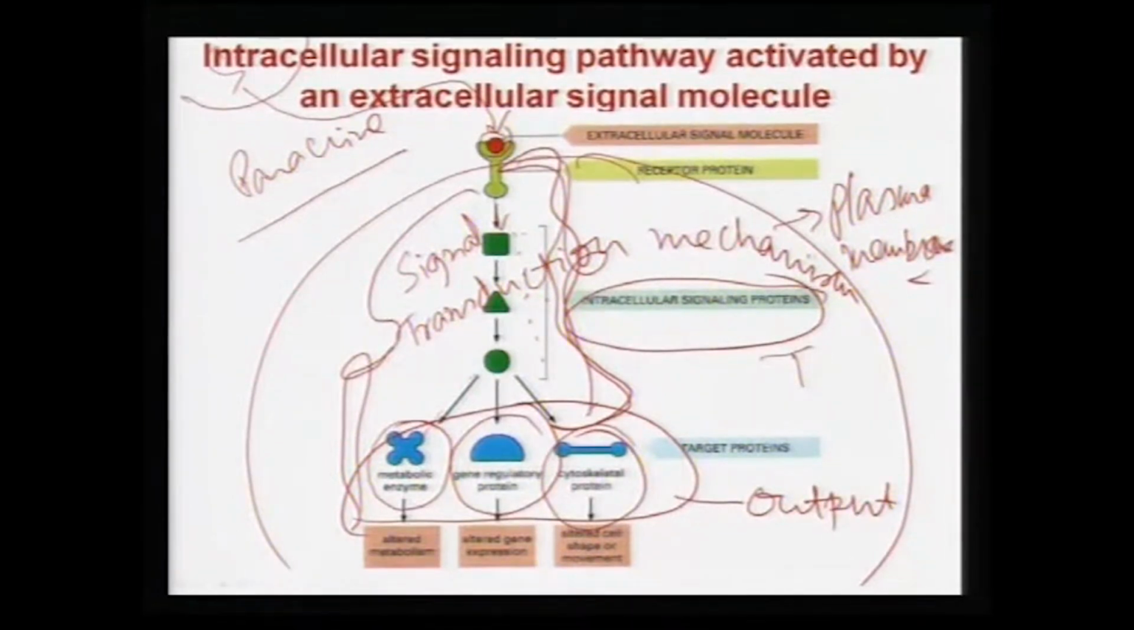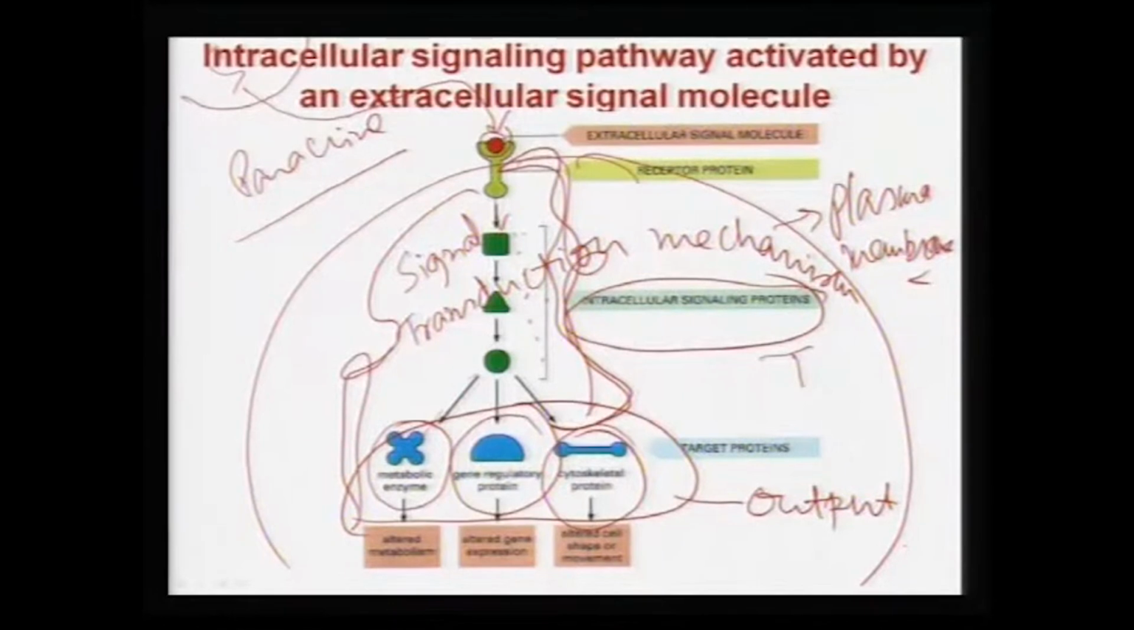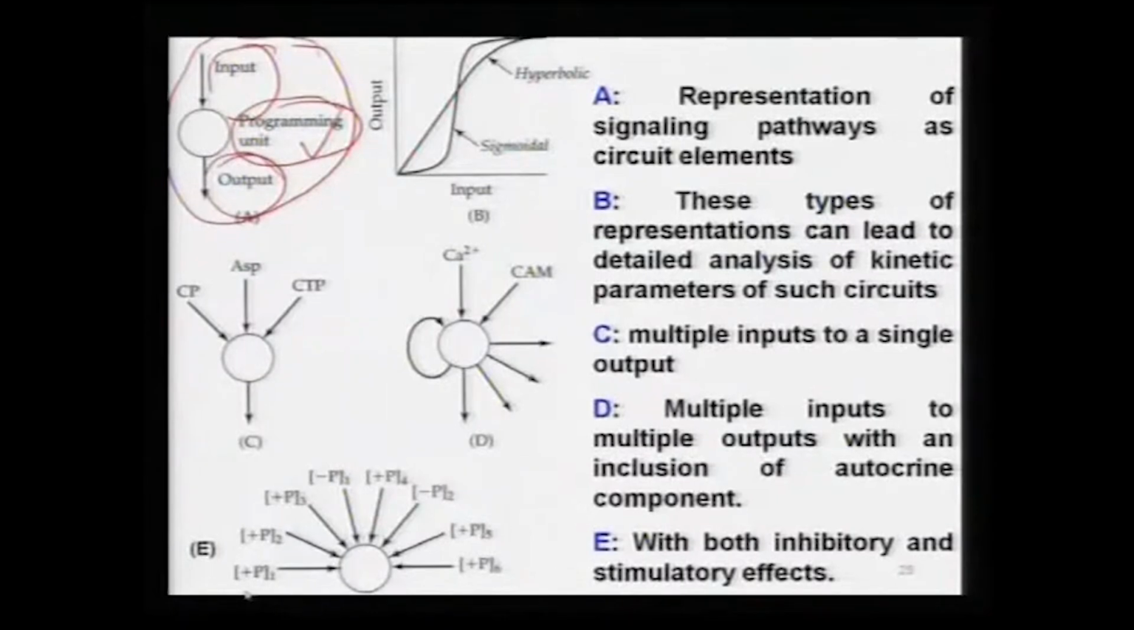Output is here, what is the net result of that? Whether it is changing the gene expression, whether it is changing the protein synthesis rate, whether it is changing the cytoskeleton protein, etc. Okay. So, these three are the output, this transduction mechanism is your programming language, and your input is the extracellular signaling molecules. So, now I hope that you understand the meaning of input, programming unit, output.